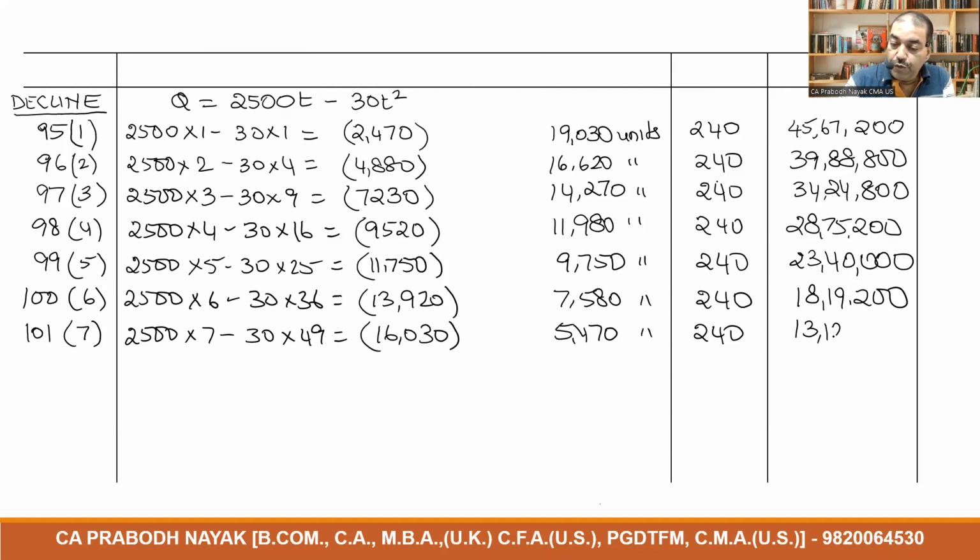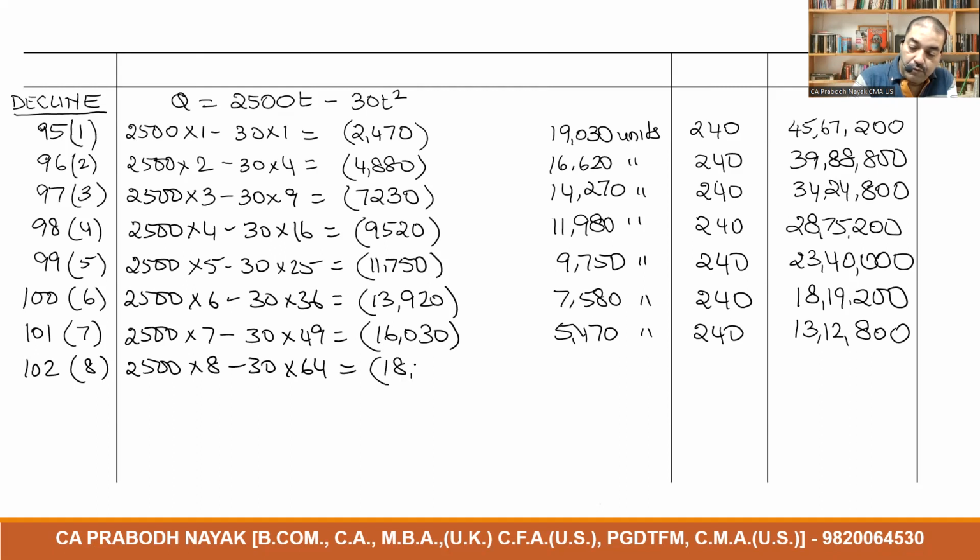So now you can see that contribution is falling. Decline stage means profits fall, contribution falls. 102, that is month number 8. 2,500 into 8 minus 30 into 64. 18,080. 3,420, into 240. 8,20,800.